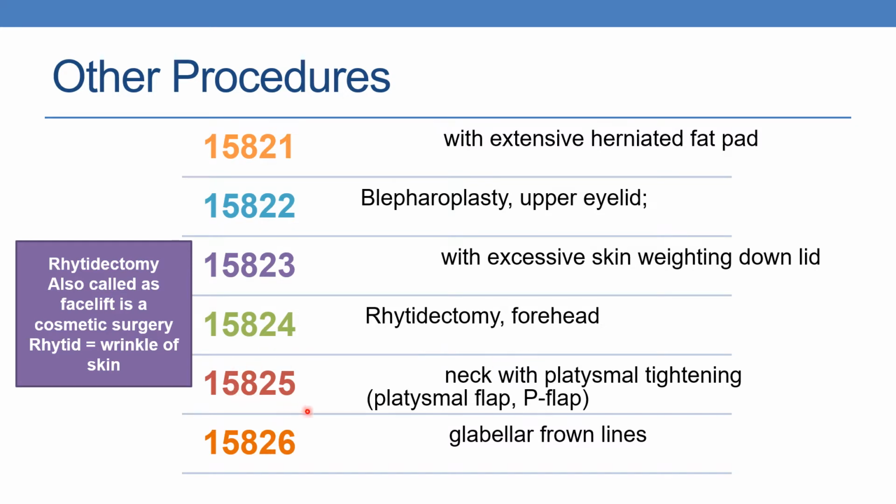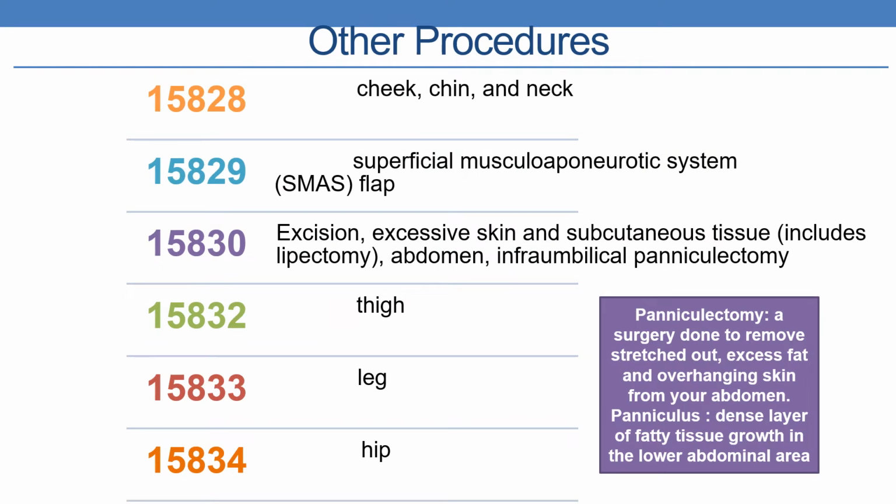The next is 15825 rhytidectomy neck with platysmal tightening. The next is 15826 rhytidectomy neck with glabellar frown lines. Now coming to the next CPT, that is 15828, that is rhytidectomy cheek, chin and neck. The next is 15829 rhytidectomy SMAS flap. SMAS is nothing but superficial musculoaponeurotic system. The next is 15830 excision, excessive skin and subcutaneous tissue including lipectomy. Lipectomy is nothing but fat removal.